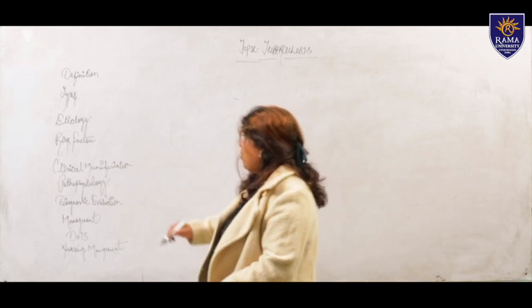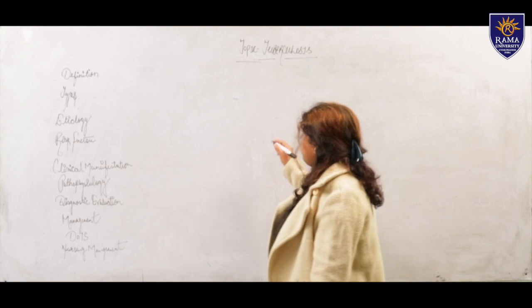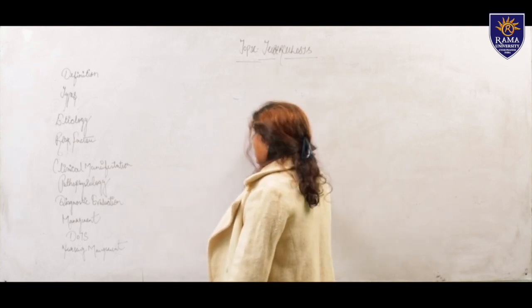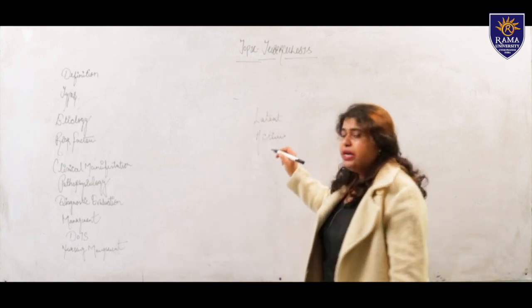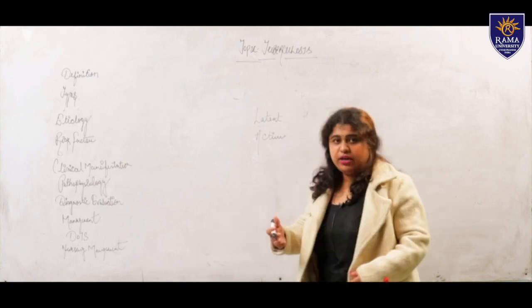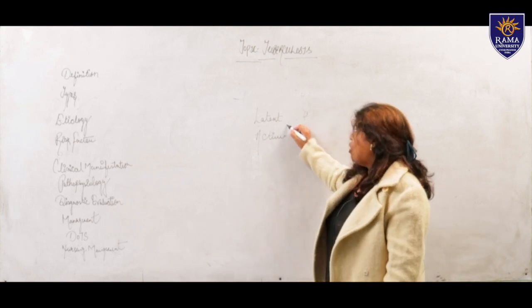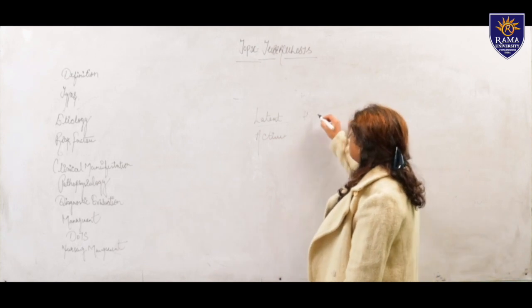Next we will discuss the types of tuberculosis. There are mainly two types of tuberculosis, latent and active. Now what is the meaning of latent? The term latent is defined as the person having tuberculosis bacteria in his or her body, but the bacteria is not active.